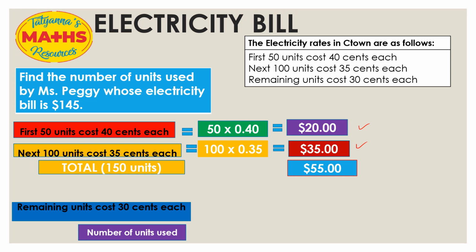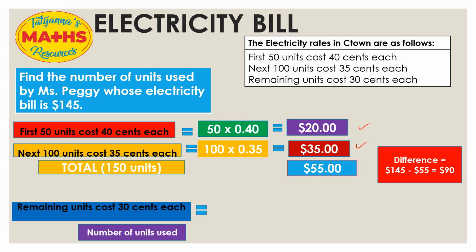Remaining units cost 30 cents, but we don't know how many. So let us take what is left back. So we're going to subtract $55 from the total, her bill of $145, which is going to give us $90. So obviously this $90 would be for this particular section, the remaining units.